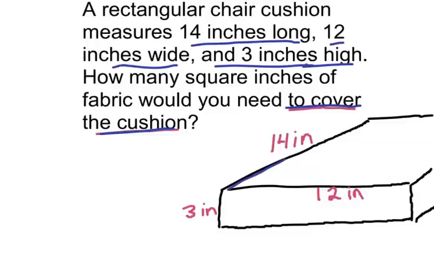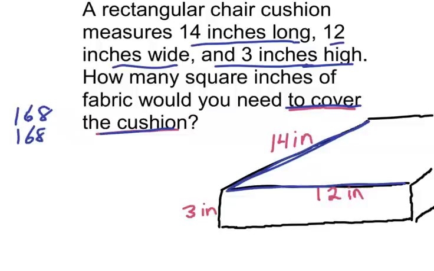The top and bottom is going to be 14 by 12. Okay, so if we do 14 times 12, that equals 168. I'm going to write that down twice. Why am I writing it twice? Because that is both the top and the bottom.